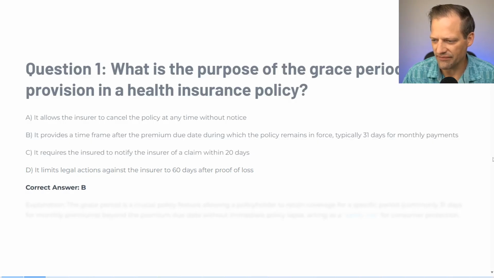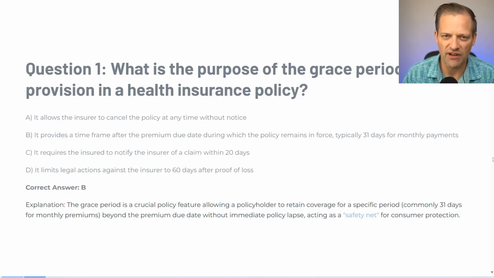The answer is B, it provides a time frame after the premium due date during which the policy remains in force, typically 31 days. So just remember it this way, you need grace when you make a mistake. Great mistake meaning you missed a premium, right? So this is a grace period to catch it back up.